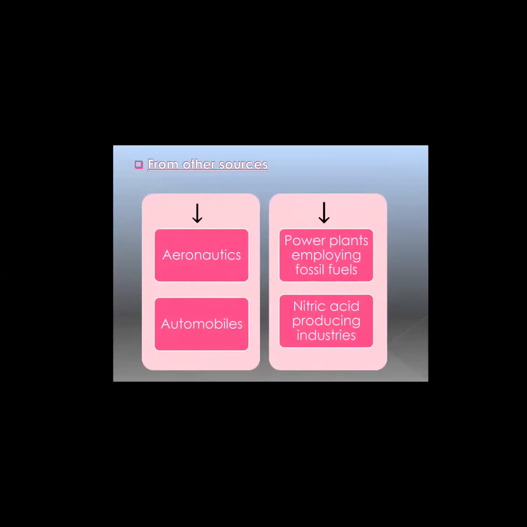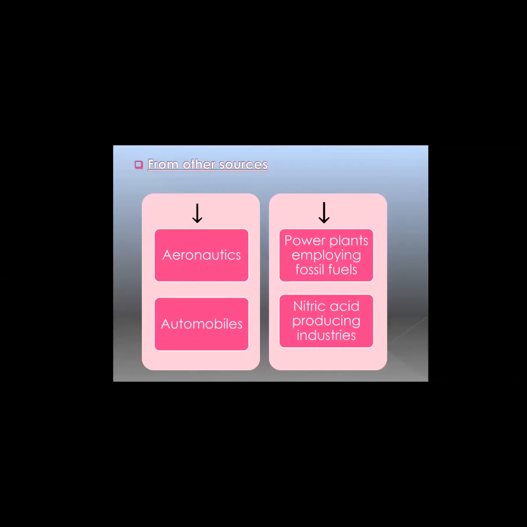We go to the next part, and that is, what are the other sources apart from the natural sources as far as emission of oxides of nitrogen is concerned? Here we go. First, we talk about aeronautics. That means aeroplanes, space aircraft, space missiles, etc. Next, we talk about power plants which employ fossil fuels. Fossil fuels on combustion result in the formation of oxides of nitrogen.